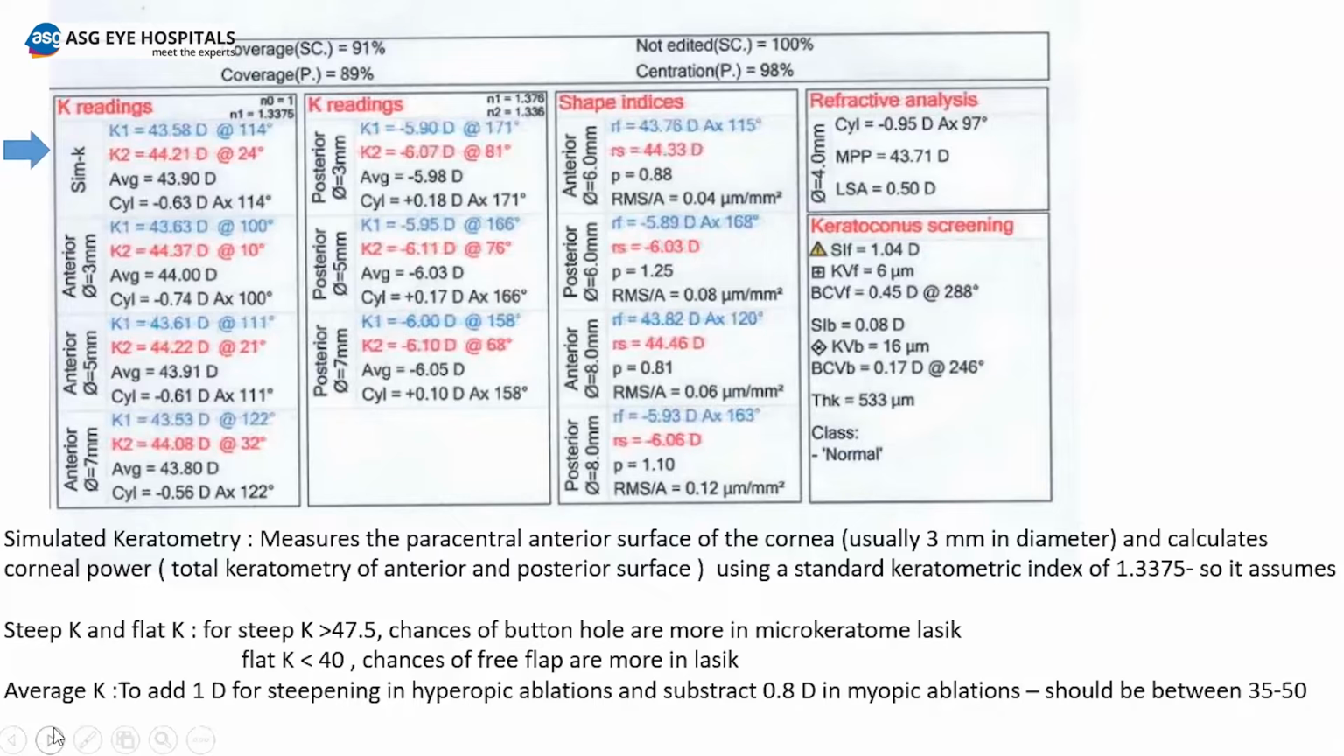steepening or flattening. Also, steep K and flat K, that is K1 and K2, are to be seen, because with steep K more than 47.5 chances of buttonhole are more, and with flat K less than 40 chances of free flap are more. Below that, you can see the anterior 3 mm, 5 mm, 7 mm, and posterior 3 mm, 5 mm, 7 mm keratometry readings. Now this keratometry in the posterior can also come in the form of R1 and R2, that means radius. So that's also one way of documenting a keratometry.